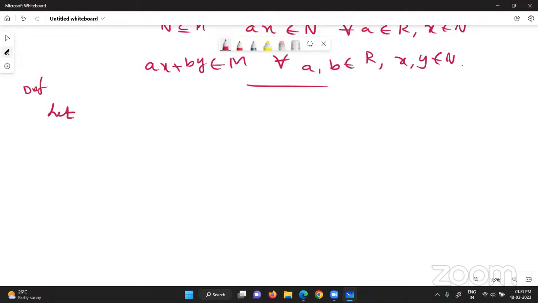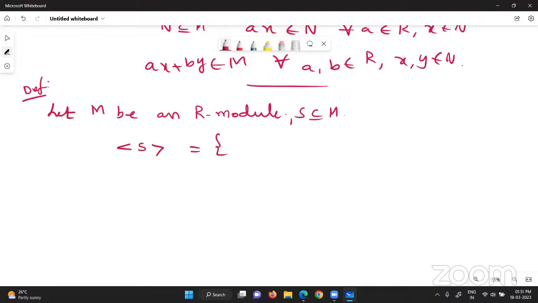How do you define it? Let capital M be an R module and S a subset of M. Then the smallest submodule generated by S is the intersection of all submodules N such that N is an R module and S is a subset of N. This is known as the submodule generated by S.